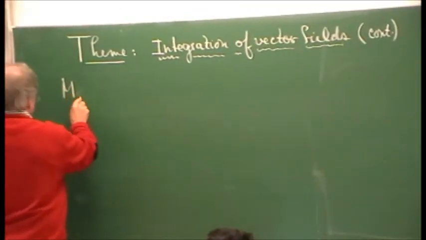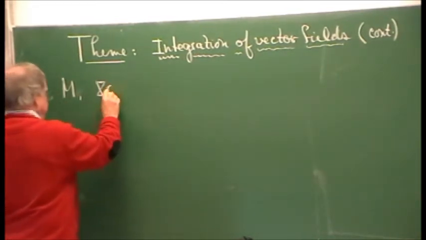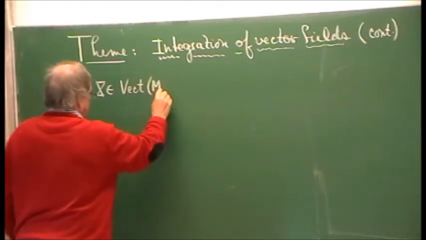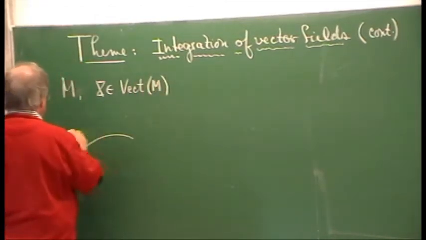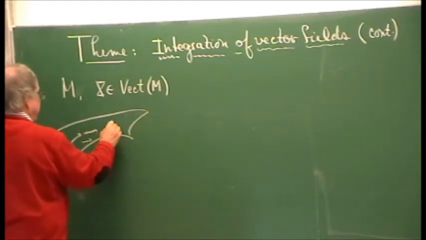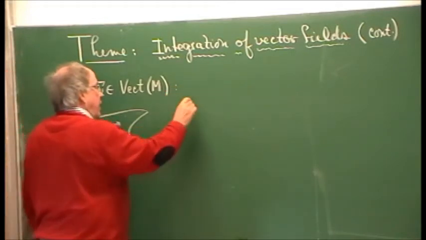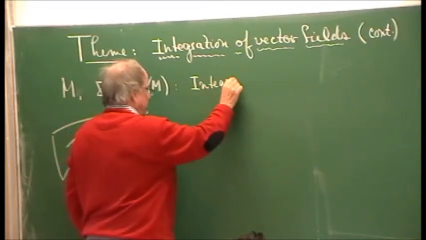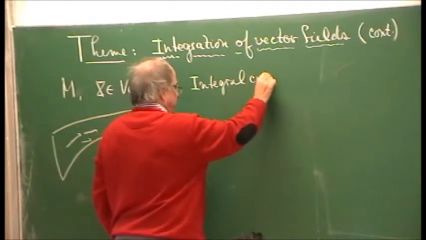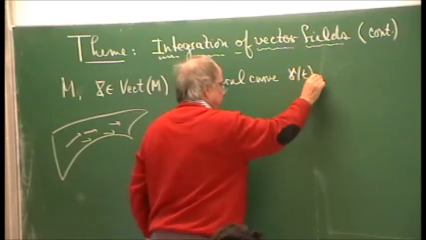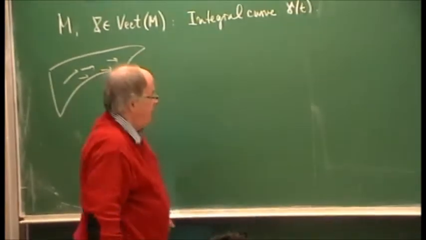So, the manifold, and we have a vector field on this manifold. Some nonlinear thing, maybe. Vectors, field of vectors. And we are interested in finding, at first, integral curves of the vector field. And I quite often will call such a curve gamma as a function of a time variable.